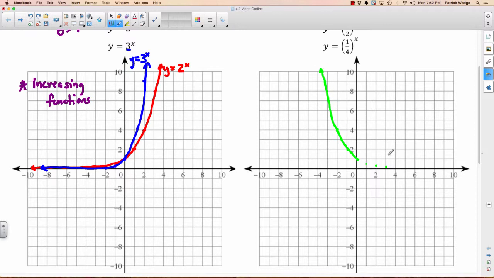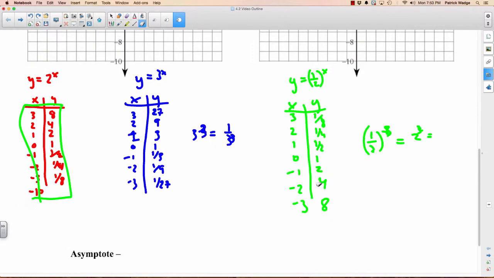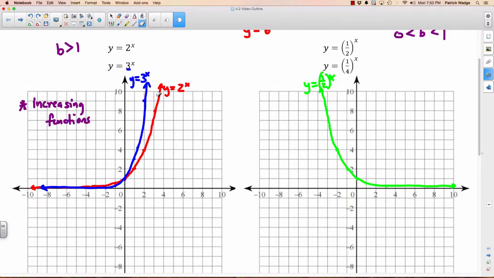It goes up and up and up, and here it goes down, down, down, but it gets closer and closer and closer. It never reaches the x-axis. This is y equals 1/2 to the x power. So you saw that pattern down here in these two sets of numbers. How does that play out in the graphs?